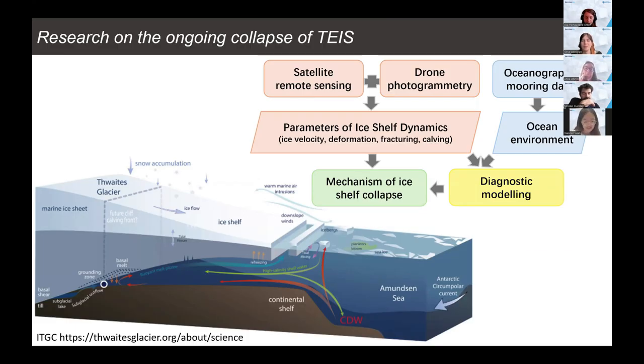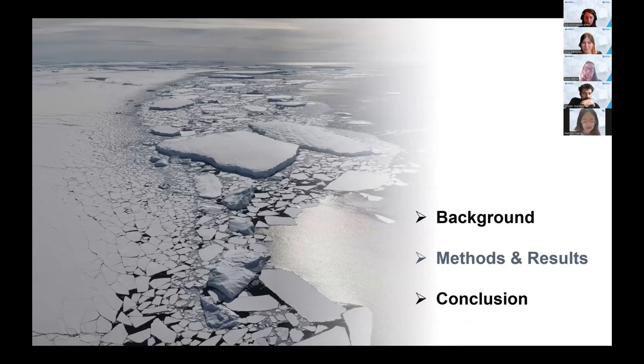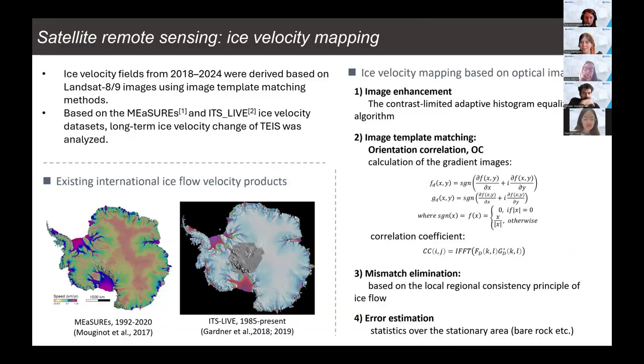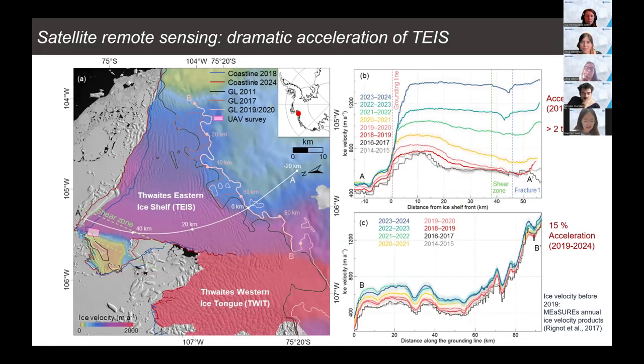So next, let's look into the methods and results. First, for the ice flow velocity, we mostly use existing velocity products, but these datasets do not have data in recent years. So we also produced our own ice velocity map based on the image template matching method. And this page shows our velocity analysis.